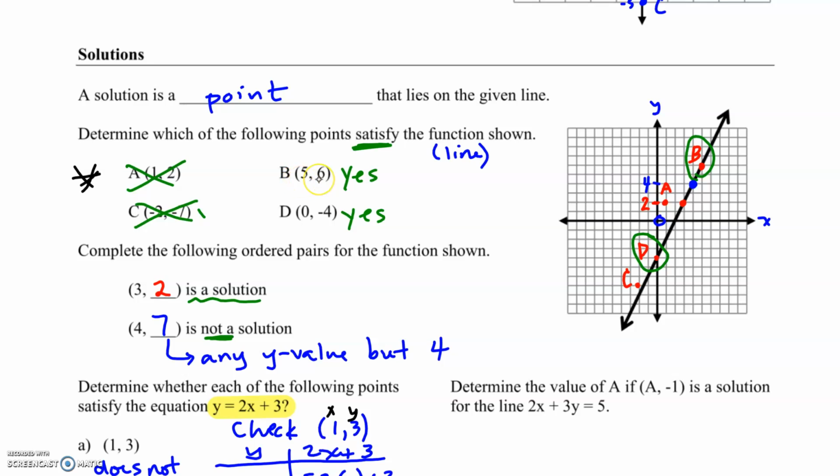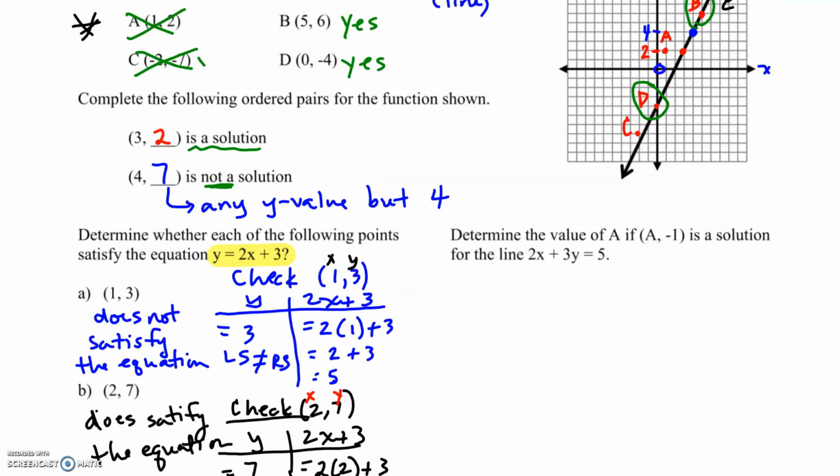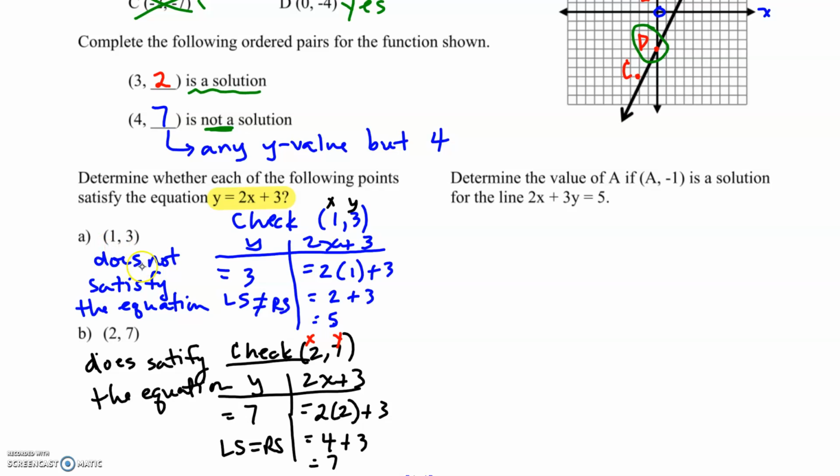And think about what we did up here, where I started the question. B, 5, 6 satisfied because it was on the line. And A did not satisfy it because it was not on the line. So that's what we decided here. We know 1, 3 does not satisfy the equation, so 1, 3 is not on that line. And 2, 7 does satisfy, so we know 2, 7 is on the line.